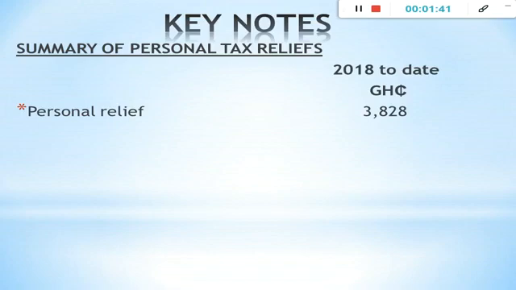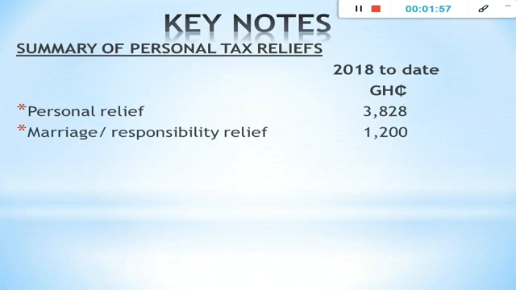The first we have is the personal relief, and here this amount is 3,828. Bear in mind that the personal relief is given to the person irrespective of his or her condition. This one is entitled to everyone. Then we have marriage or responsibility relief, which is an amount of 1,200. The condition here is that the person must be married or must be taking care of at least 2 dependent children. If the person is taking care of at least 2 dependent children, then the person gets the responsibility relief. But if the person is married, the person gets the marriage relief. If the person has both, the person attains only one figure for both of the conditions.